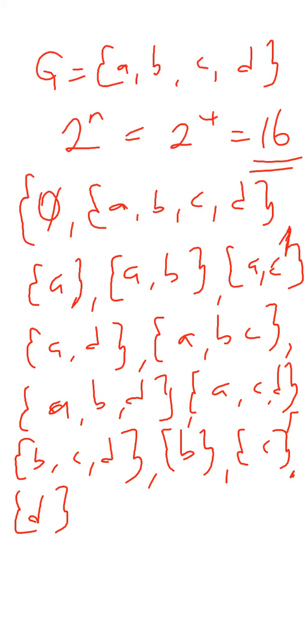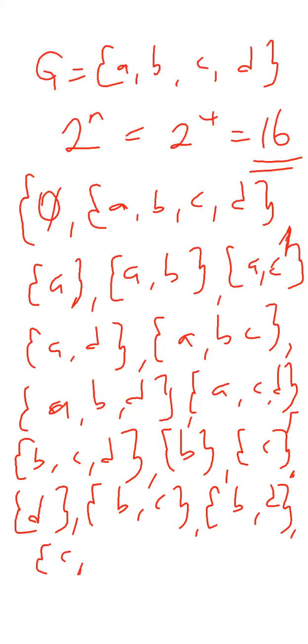Let's look at it. A, B, A, C, A, D. Do we have BC? We don't have BC yet, so we go for BC. We go for BD. And I think the last one is CD. Separately, then we have C, D. So this is the entire set. Let's count now. 1, 2, 3, 4, 5, 6, 7, 8, 9, 10, 11, 12, 13, 14, 15, 16.